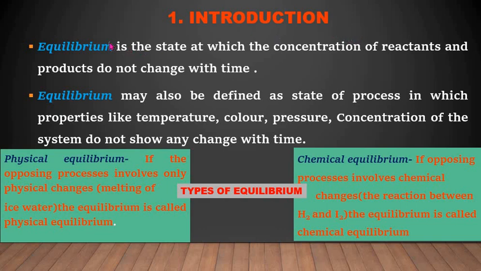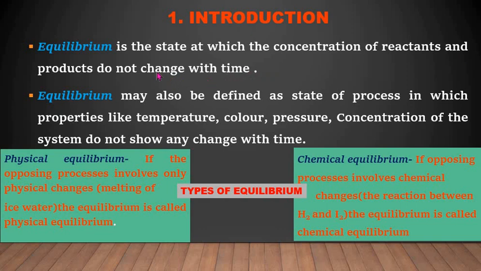Before we start, we have to know what we mean by equilibrium. Equilibrium means the state at which concentration of reactant and product do not change with time. Means in any reaction there are two parts. First is reactant, second is the product. At the starting of reaction, the concentration of reactant is 100%, while the concentration of product is 0. With time, the reactant is converted into product, concentration of reactant reduces and concentration of product increases.